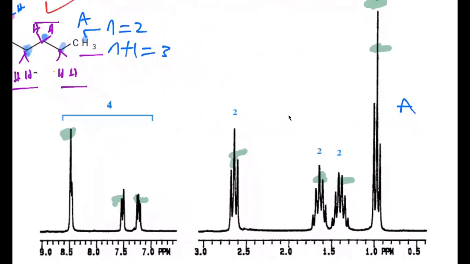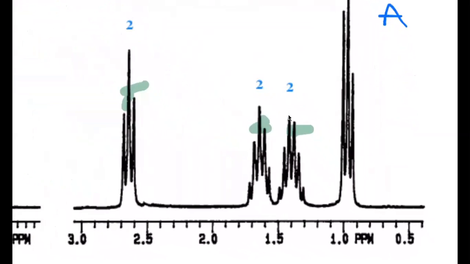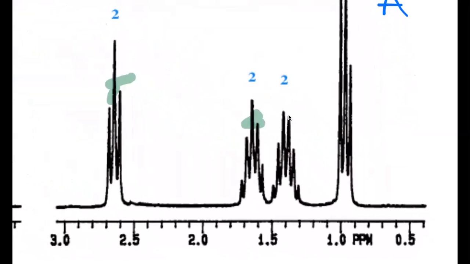Now, let me zoom in so you can count the lines. Right, so if you look at this signal right here, you got 1, 2, 3, 4, 5, 6 lines. If that signal is split into 6 lines, what does that mean as far as what's connected to it? How many neighbors should it have? Yeah, it has 5 neighbors. Good. N equals 5, so N plus 1 equals 6.